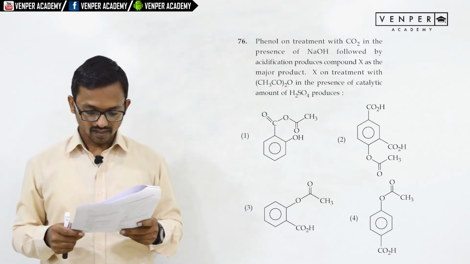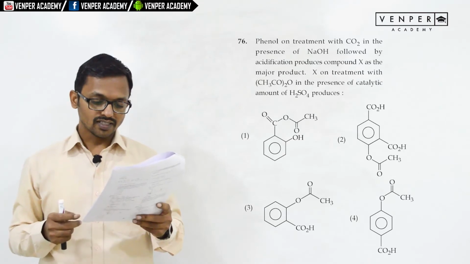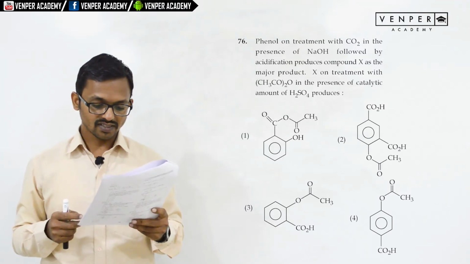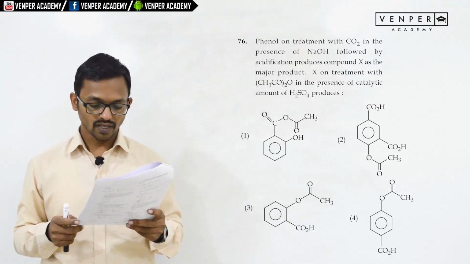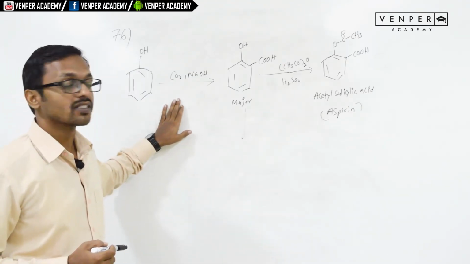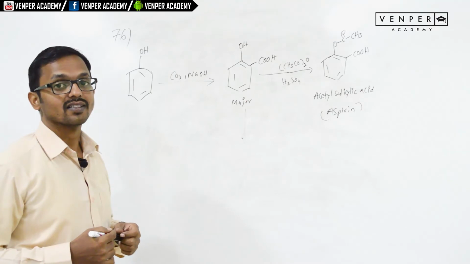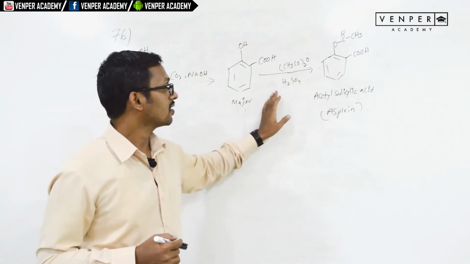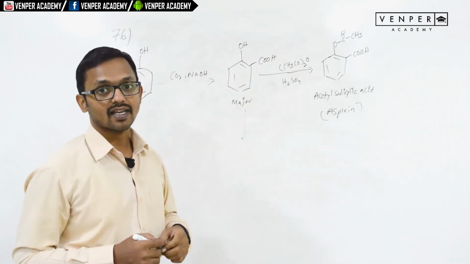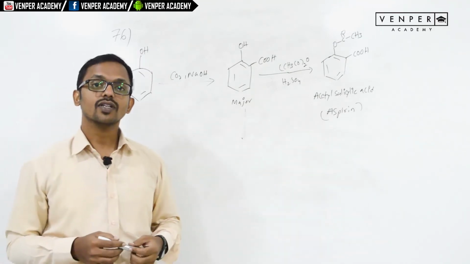Question number 76, phenol on treatment with carbon dioxide in the presence of NaOH followed by acidification produces compound X as the major product. X on treatment with acetic anhydride in the presence of catalytic amount of H2SO4 produces. So here phenol when reacts with carbon dioxide in presence of sodium hydroxide, we will get ortho-hydroxy benzoic acid as the major product. And further when it reacts with acetic anhydride in presence of H2SO4, it gives acetylsalicylic acid, which is also known as aspirin. In the given 4 options, option 3 is the correct answer.